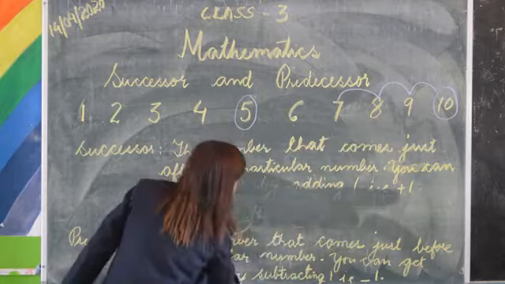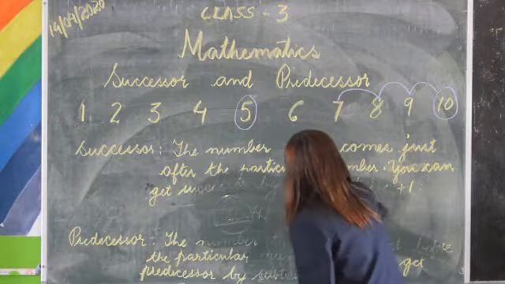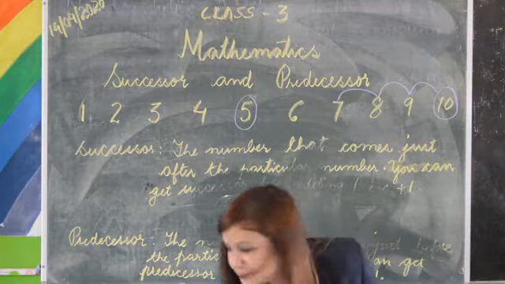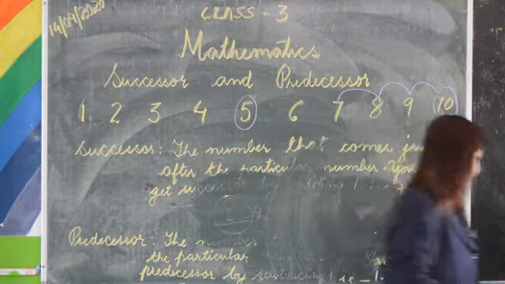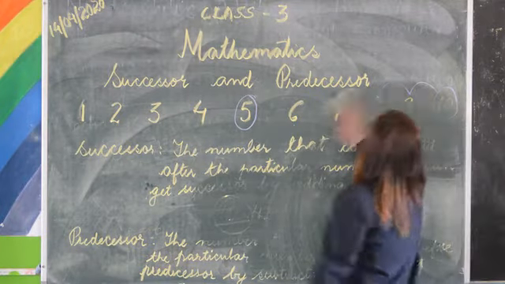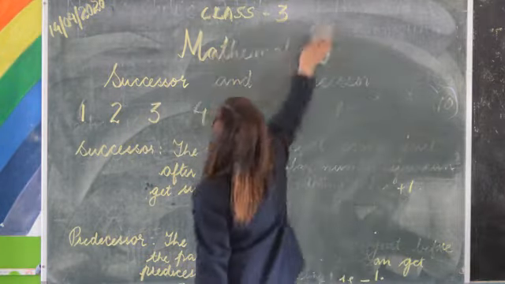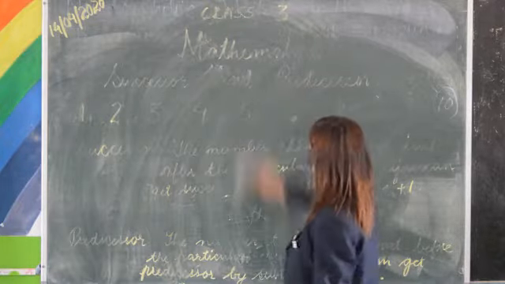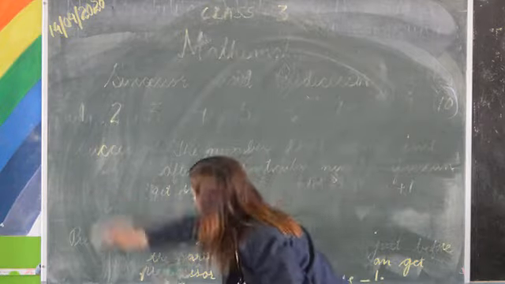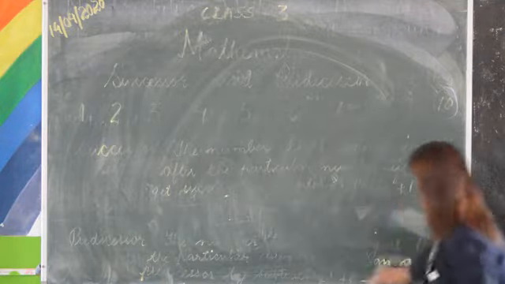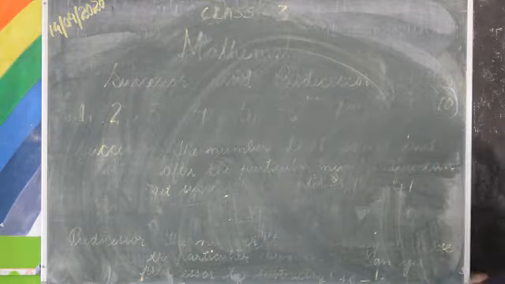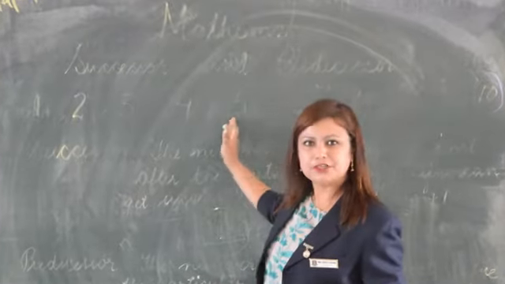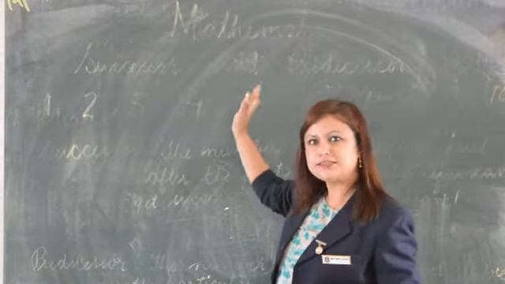I will be writing some numbers. Children, please note it down. Can you see the board, children, from there? Okay. Now, see, I'll be writing some numbers here. You will find its successor and predecessor.